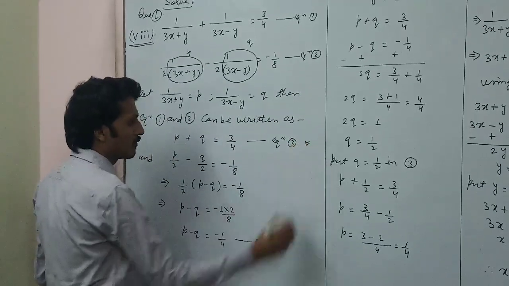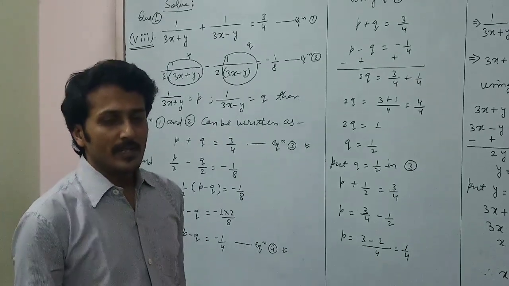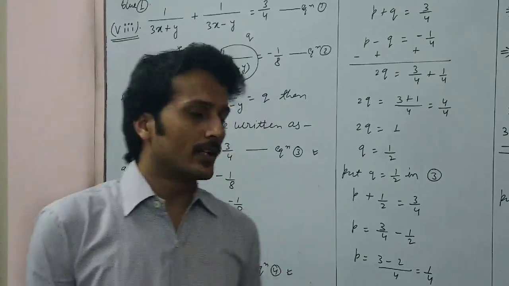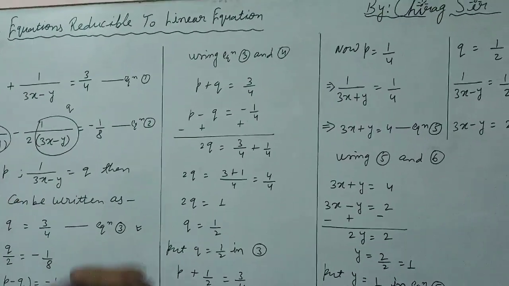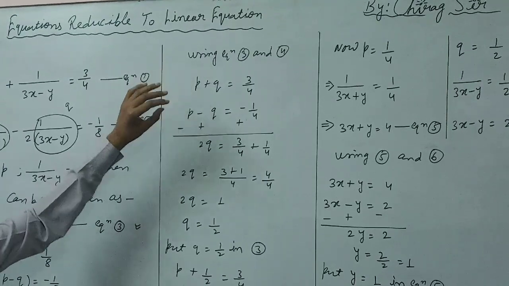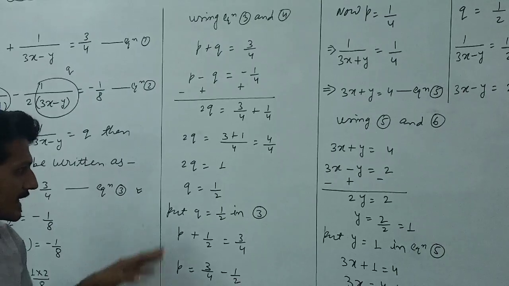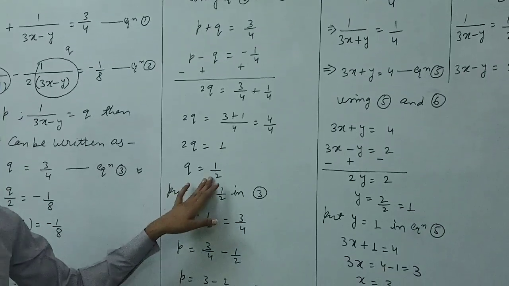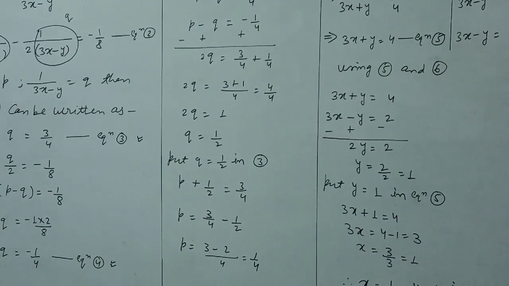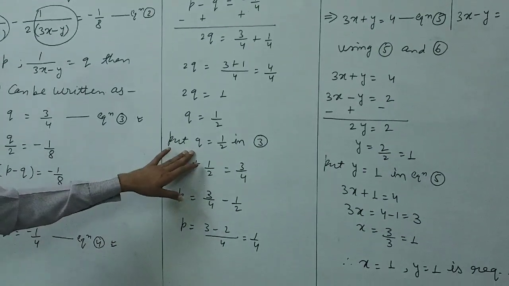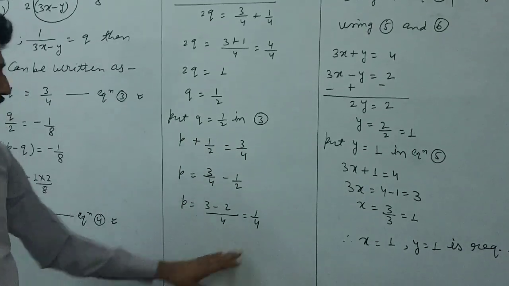So now we have two equations, equation number 3 and equation number 4, and we can find the values of p and q by any algebraic method. We are using the elimination method. So here we can see the coefficients of p are the same, so we directly subtract the equations, and by solving this we get q equals 1 upon 2. Now putting the value of q in equation 3 or 4, we are putting it in equation 3, so we get the value of p equals 1 upon 4.